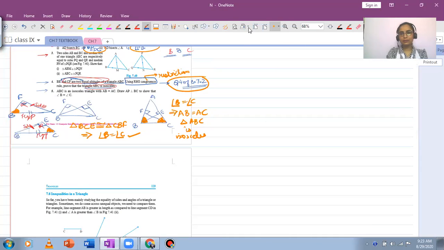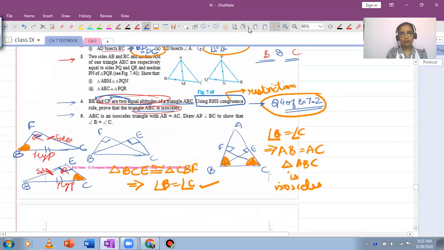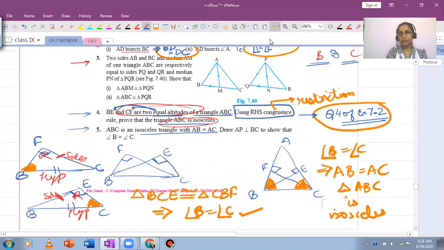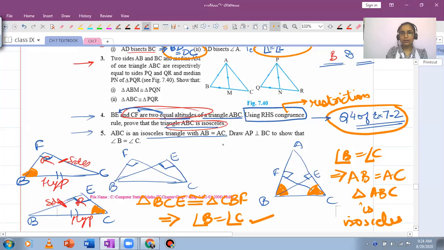So next we have question number 5. You have an isosceles triangle with AB equals to AC. In question number 5 आपको पहले से isosceles triangle बताया हुआ है. You need to draw an altitude on the base, and then you need to prove that angle B equals to angle C. So this is actually the proof of theorem 7.2. वही prove करनी है with the help of altitude.